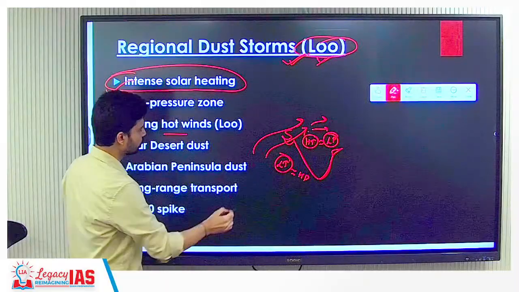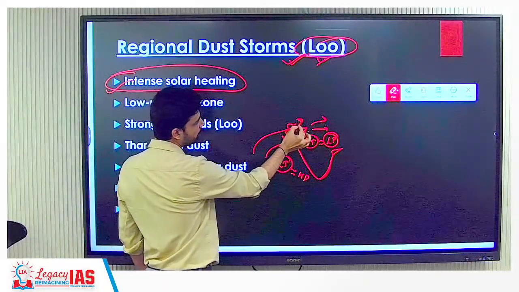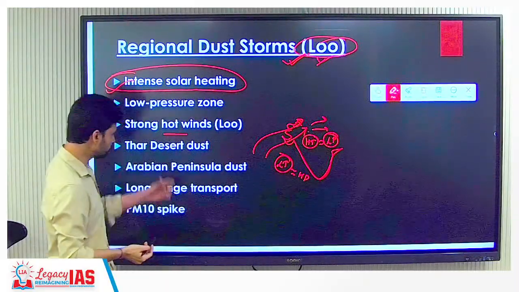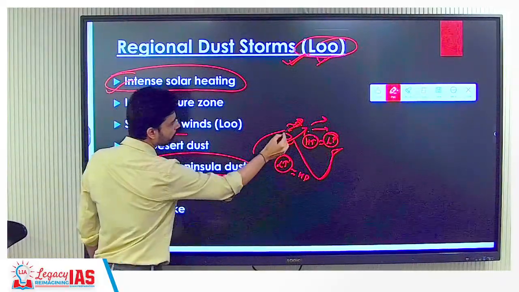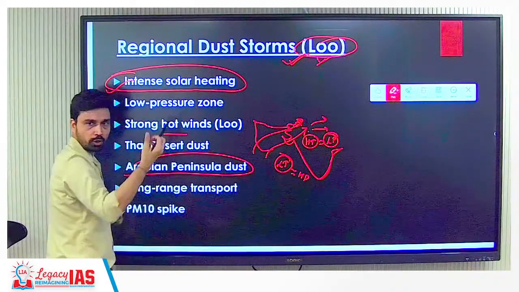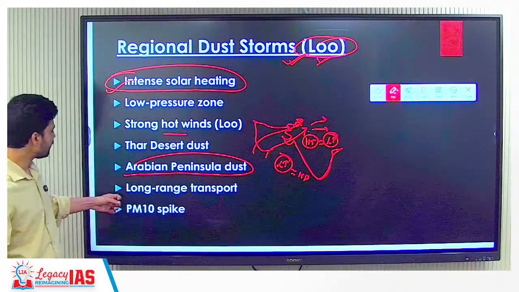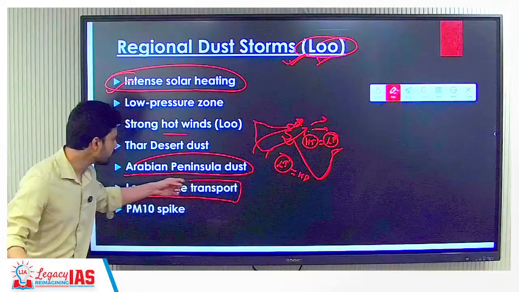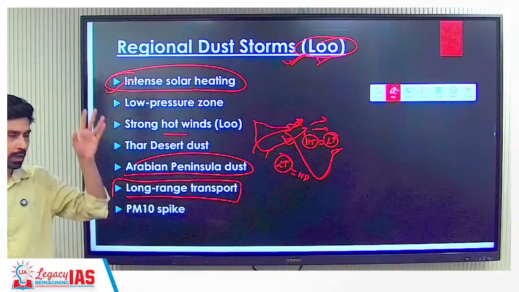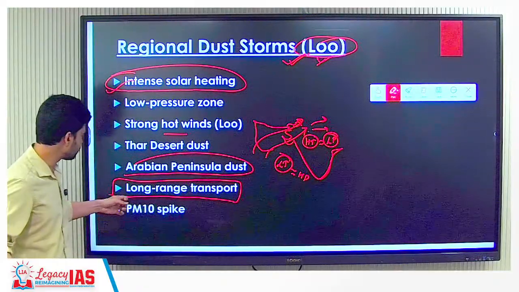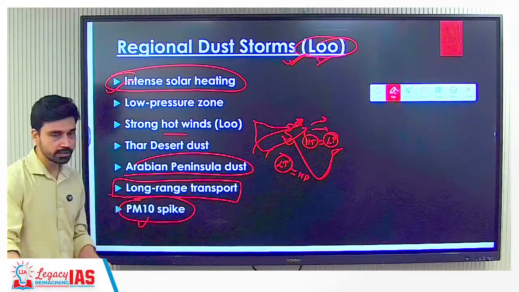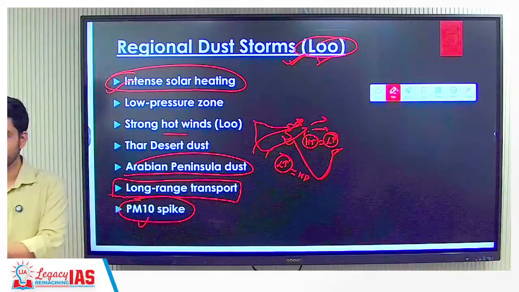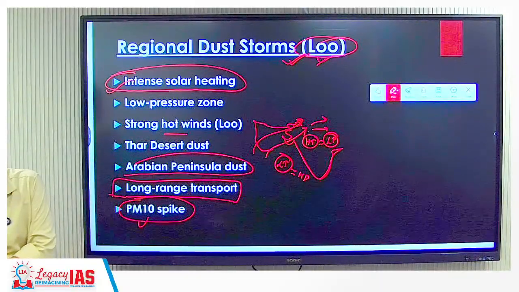UP and all that. When this wind blows, it picks up a lot of sand and dust particles from the Thar Desert area, and also from the Arabian Peninsula further in this direction. So a lot of sand and dust particles are carried by this wind, and we see long range transport. From far distances, a lot of such solid particles are brought here. That is why we see a spike in which kind of pollutant? PM10, particulate matter 10.